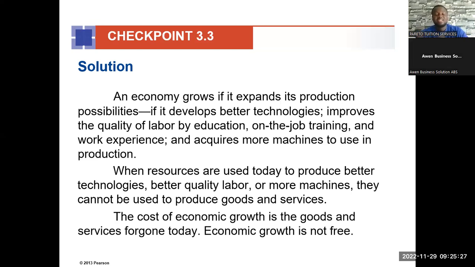That's why we are saying economic growth isn't free. The cost of economic growth is the consumption goods that we have to sacrifice now. So we don't have to enjoy so much now so that we can enjoy tomorrow. Okay, so that's the cost of economic growth. Are we together? Yes.